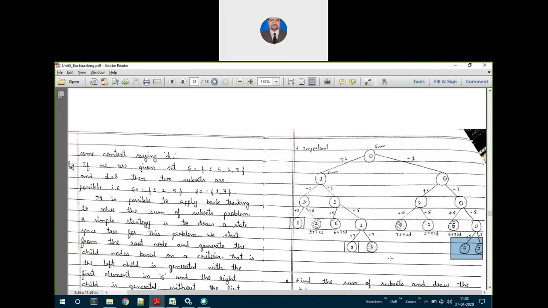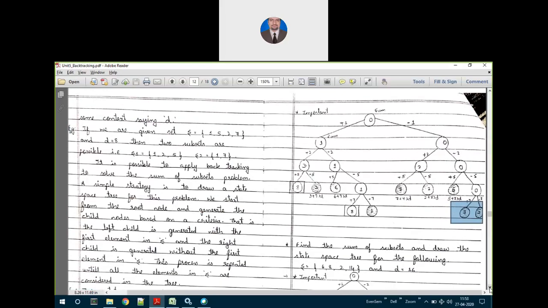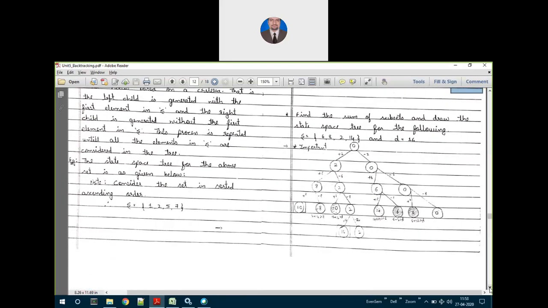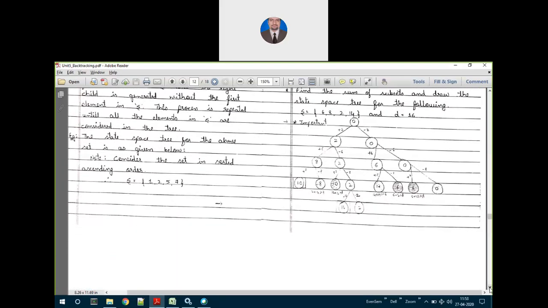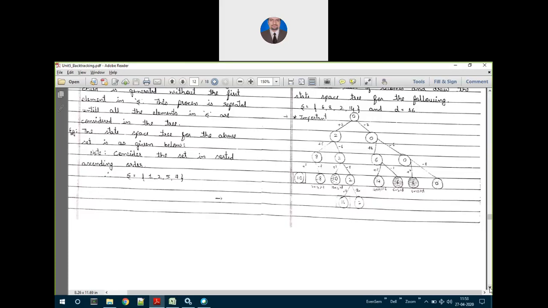This is what sum of subsets is. Sum of subsets as well as Hamiltonian cycles are very simple concepts. If you go through these notes once again and try to solve them, you should be able to get the answer. There is one more example they have taken, 6, 8, 2, 14.